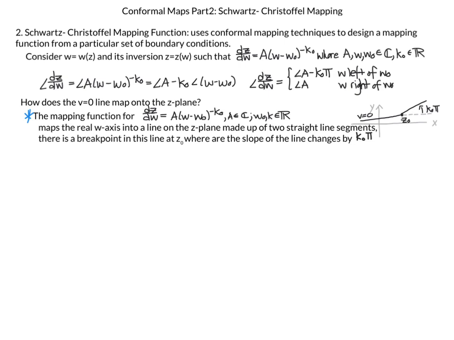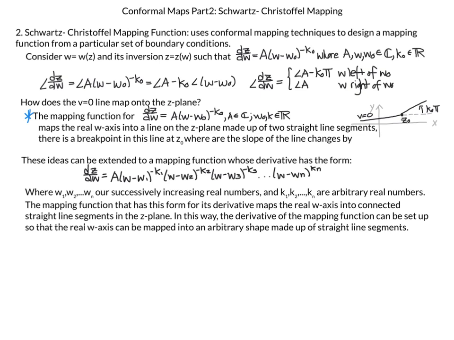Next, we asked, how does the line v equals 0 map to the z-plane? And v equals 0, that's when the imaginary part is 0, which means we're on the real number line. I'm not sure why your book expressed it this way instead of just saying real number line, but anyway, what happens as we travel along the real w axis, then we're mapping along some line in the z plane, and then when we hit this point here, w naught, which maps to z naught, we're going to have this phase change. According to our formula over here, our phase change is going to be k naught times pi.